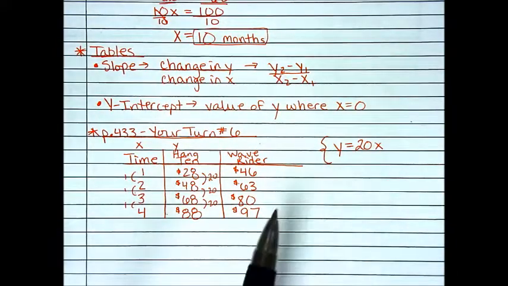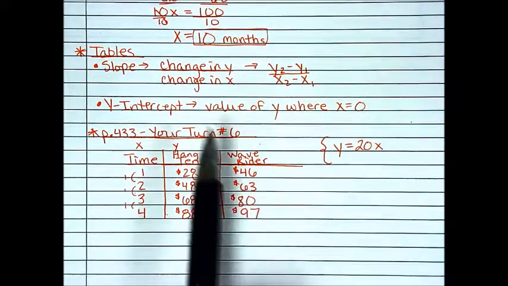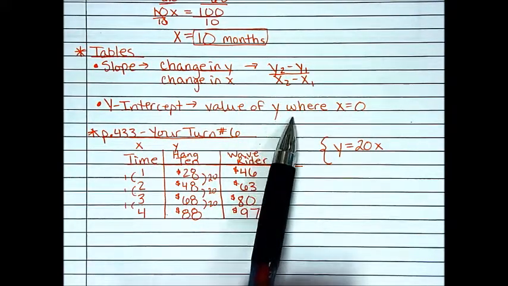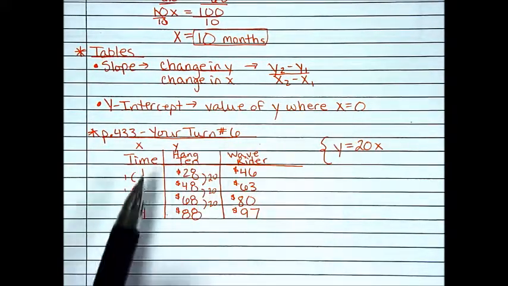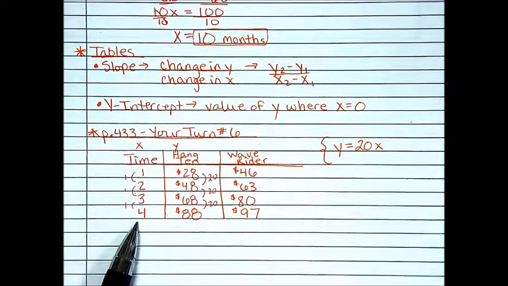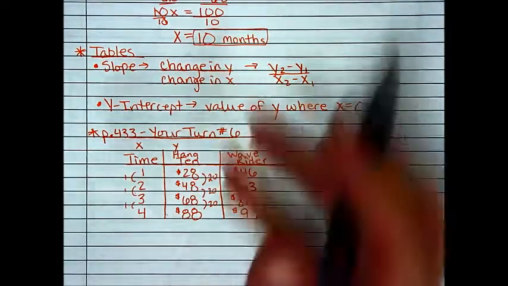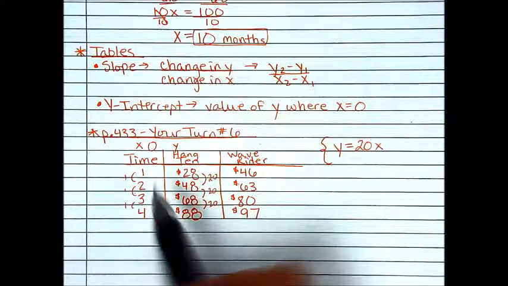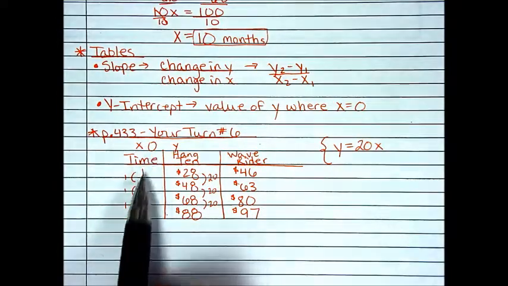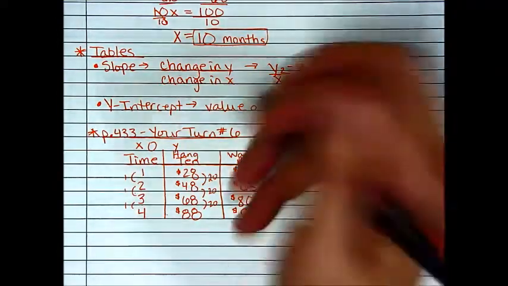Now we've got to figure out the y-intercept. I said y-intercept is the value of y where x equals 0. Well, you have 1, 2, 3, 4 in the x column. You don't have 0. Okay, so let's put 0 up here. 0 would be above the 1, right? 0, 1, 2, 3, 4. Okay, we'll back your pattern up.